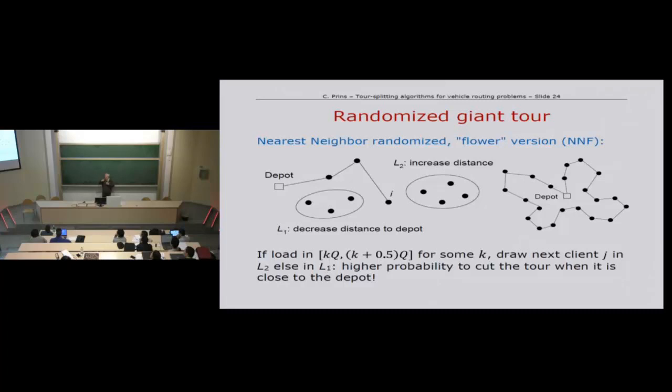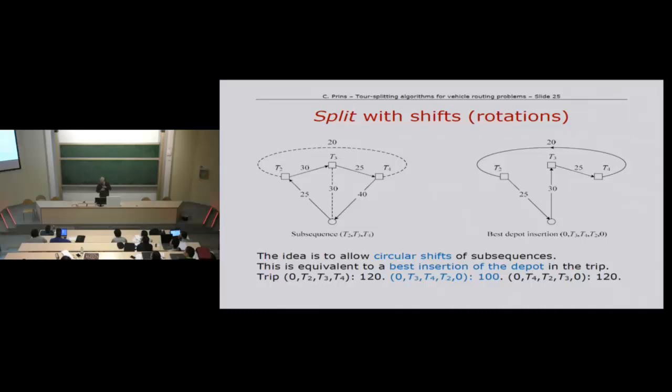In fact, it means that when you split, when the vehicle will be more than 50% full, it will be time to get closer to the depot. It will be time to go back, in fact. So with this kind of giant tour, when you split it, the giant tour is in general close to the depot when it is cut by the splitting procedure. So the travel cost to go back to the depot and to leave the depot for the next trip is reduced. So it's a simple trick.